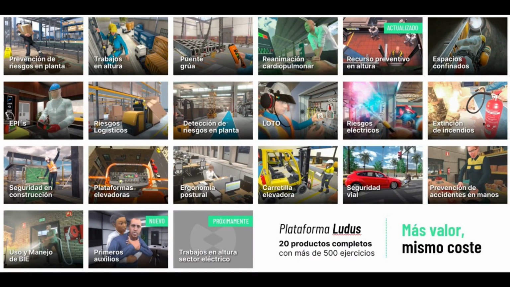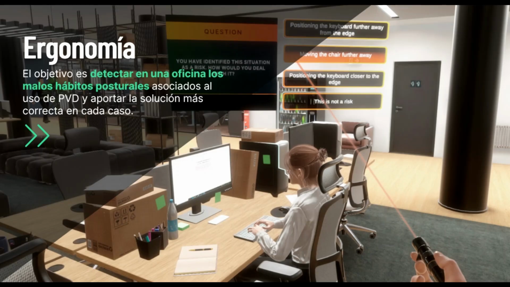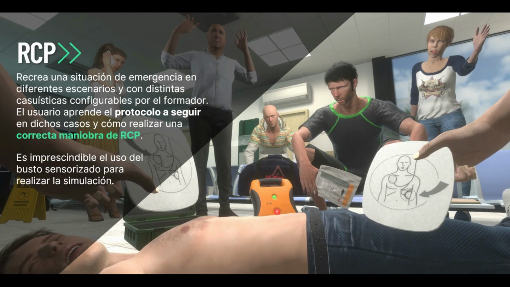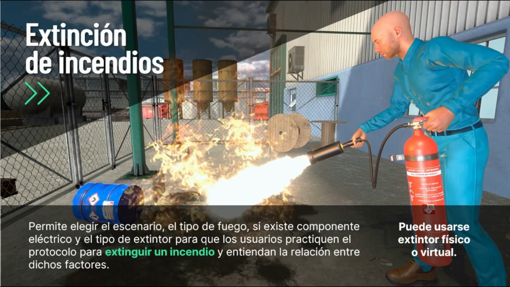There are many possible combinations and examples. For example, for courses aimed at office staff, simulations can be used for ergonomic posture, electrical hazards, first aid, CPR, fire extinguishing with extinguishers, and handling of VIE.